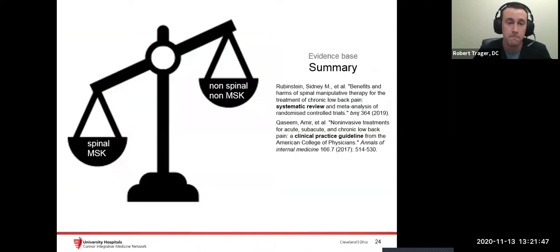As far as the evidence base for chiropractic care or spinal manipulation for conditions in general, the bulk of the evidence in our profession is linked to conditions of the spine or musculoskeletal conditions. And that's important because a lot of our training actually goes into spine related disorders, and that tends to be the most common things that we see in our practice.